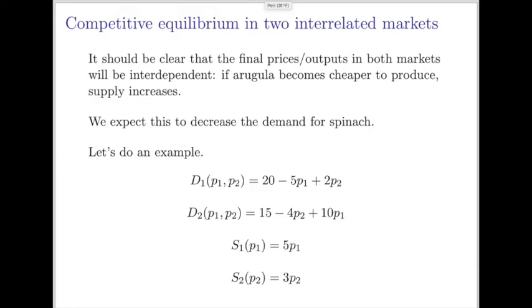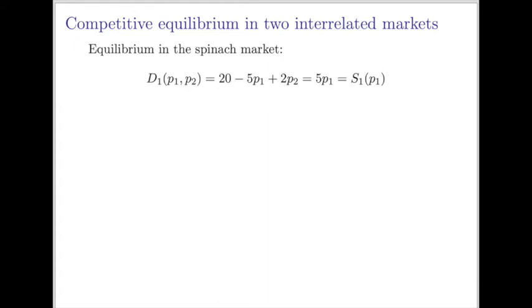Now the supply for spinach is just 5 times the price of spinach. Supply for arugula is 3 times the price of arugula. Okay, so now if we want to solve for equilibrium in the spinach market, we just set demand equal to supply. And so demand from the previous slide is this. Supply is 5 times P1, so we just solve this.